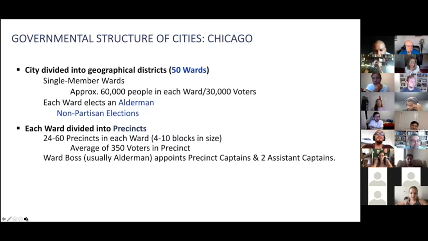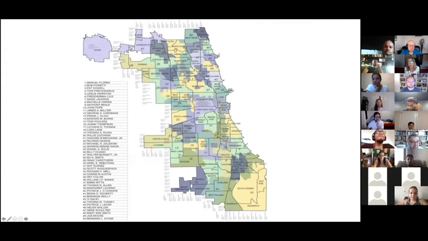Each ward then is further divided into precincts, and each ward has, depending on the ward, 24 to 60 precincts. When I looked it up, the lowest was 24, somebody had 60. You can probably find the median somewhere in between there. Each precinct is about 4 to 10 blocks in size, average about 350 voters in each precinct. The ward boss, usually the alderman, not always, but usually the alderman, sometimes they're also the committeemen, appoints precinct captains and assistant precinct captains. So here is a geographical map of Chicago's wards.